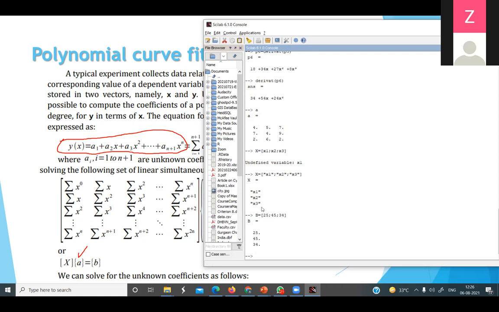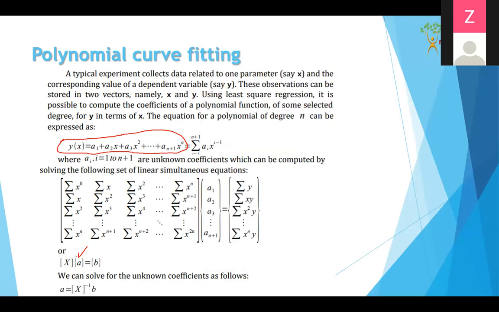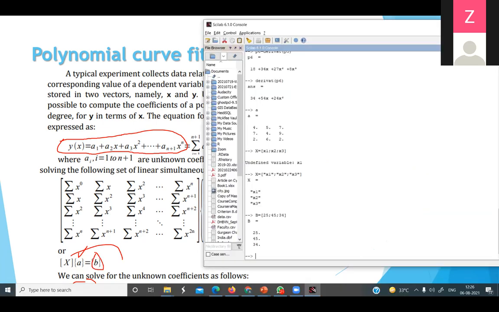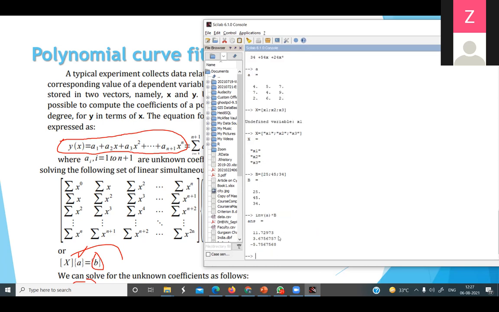Now this X can be calculated when this A is moved to the right side, and inverse is calculated and multiplied with this B vector. So this is inverse of A, it gets multiplied with B and the result is there.